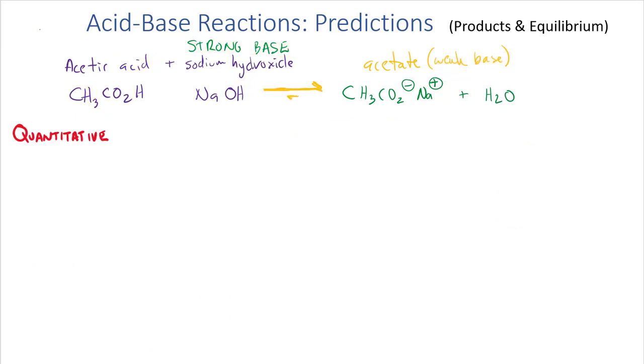So in order to make a quantitative or numbers-based prediction, we're going to need the pKa values or Ka values of our acids. And the pKa for acetic acid, which is generally the case for carboxylic acids, is about 4.7. The pKa for water depends on whether it's an aqueous media or not, but we'll just say it's about 16.